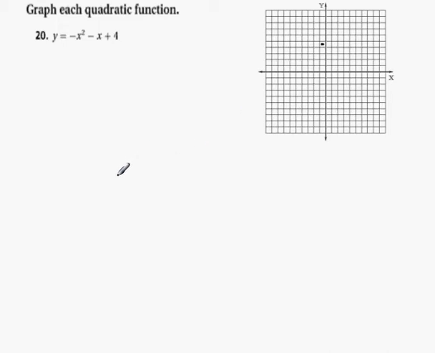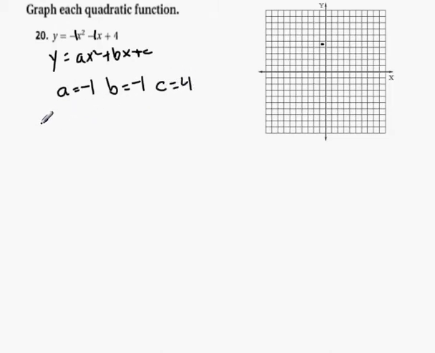To graph this quadratic function, we need to find some points that allow us to draw the graph. So what we're going to do first of all is identify our ABCs. If we take the general form of the equation, y is equal to ax squared plus bx plus c, we see here, now if there are no numbers in front of the variables, we assume 1. So in this case, our a is -1, our b is -1, and our c is 4.